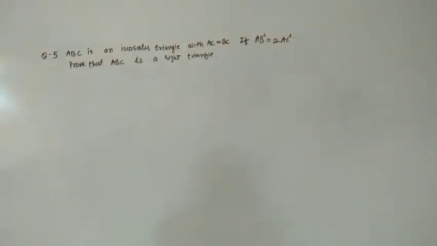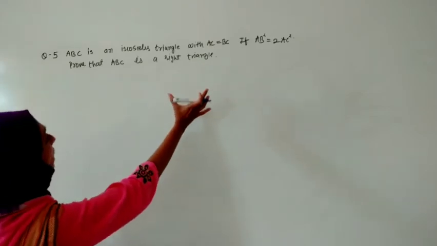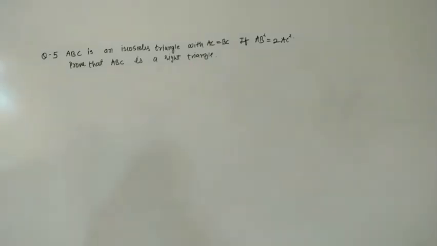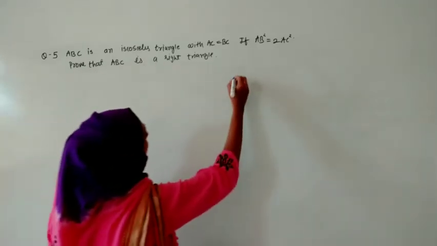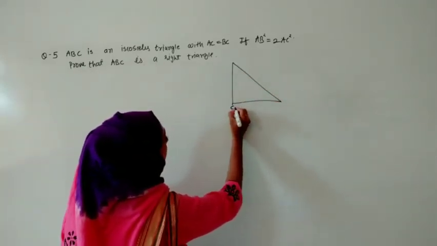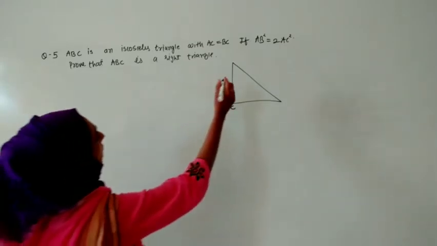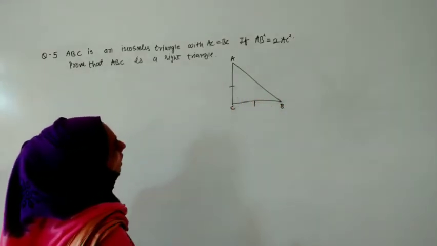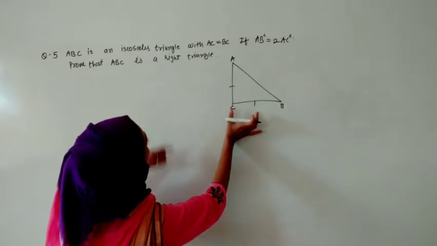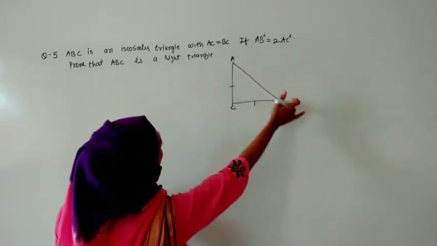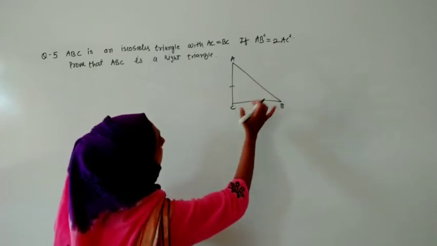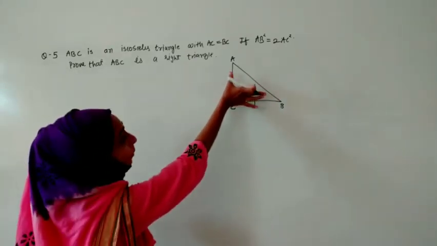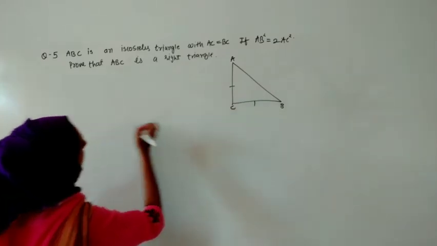So here is question number 5. ABC is an isosceles triangle with AC equal to BC. If AB square is equal to 2 times AC square, then we have to prove ABC is a right triangle. This is the inverse of question number 4. Right now we do not know whether this angle C is 90 or not. We only know that AC and BC should be equal, because as we know the hypotenuse is the longest side, so they can't be equal. So we write the hypotenuse as AB. Now we have to prove this angle C is 90.